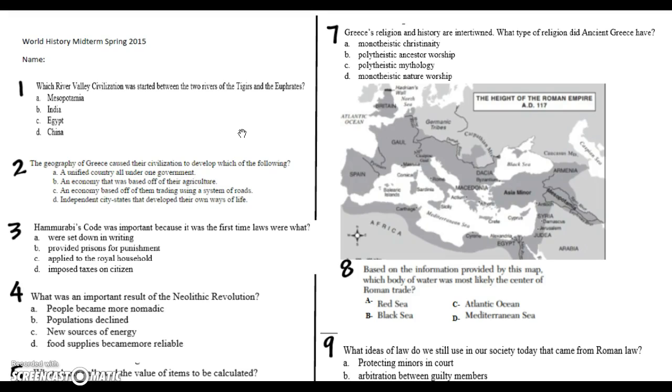Number 4. What was an important result of the Neolithic Revolution? A. People became more nomadic. B. Populations declined. C. New sources of energy. D. Food sources became more reliable.